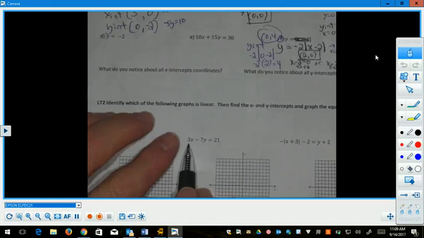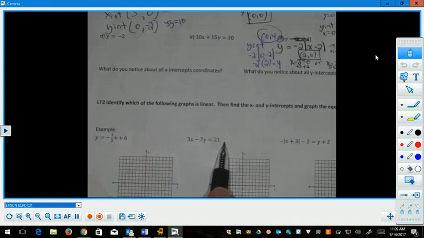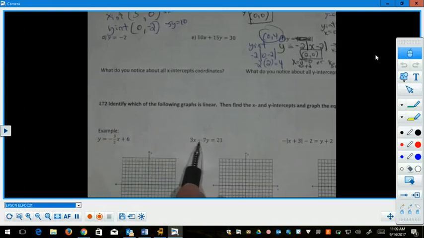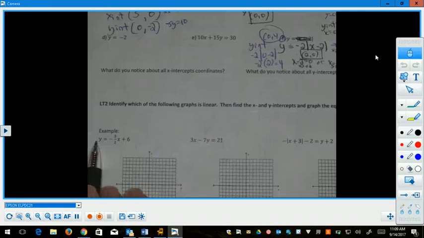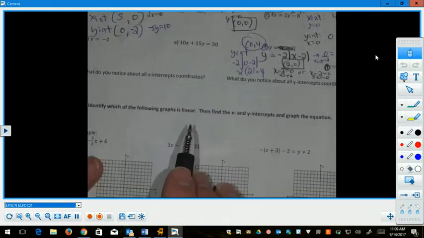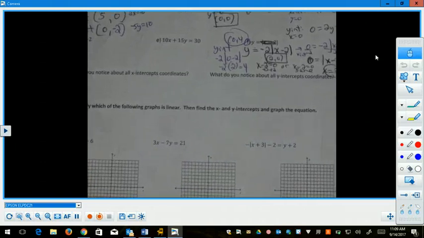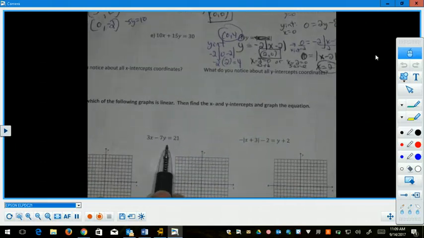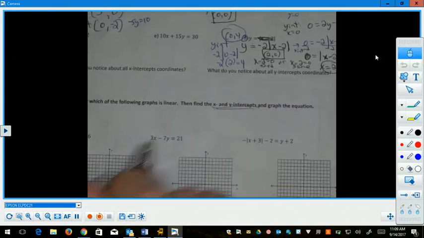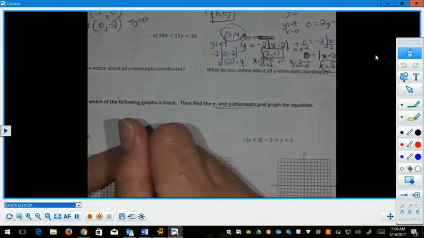But I can see that this is a linear equation in standard form. There's a coefficient times x, a coefficient times y, and a constant. And there's a sign between them. They're added or subtracted. And this one's y equals mx plus b. So they want us to find the x and y intercepts to graph the equation. So for this one, I'm just going to find the x and y intercepts. I'm going to do the x-intercept first.